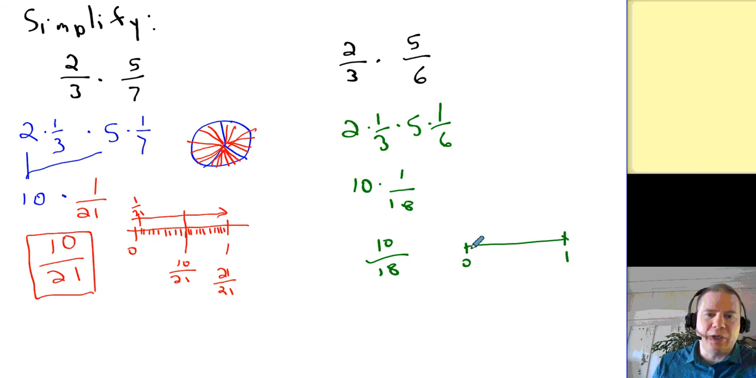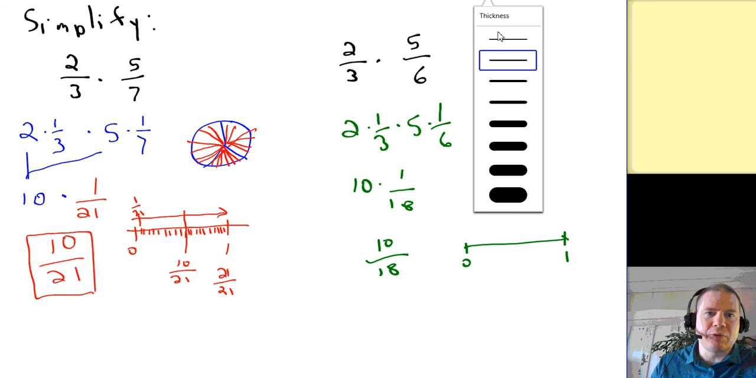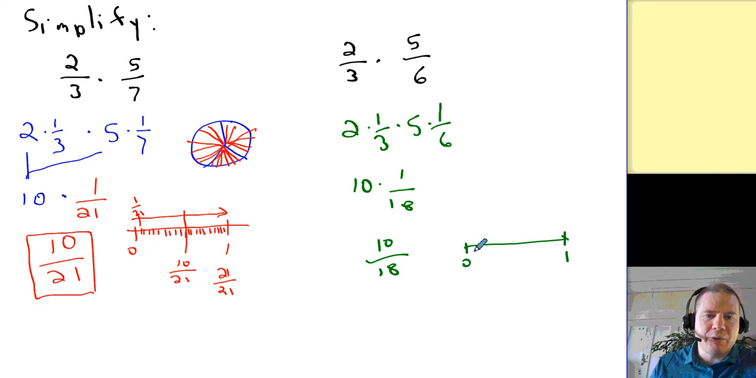Take 1, cut that into 18 equal pieces. Maybe go a little bit skinnier. Put a pen here. There's 10. 18/18 is 1.